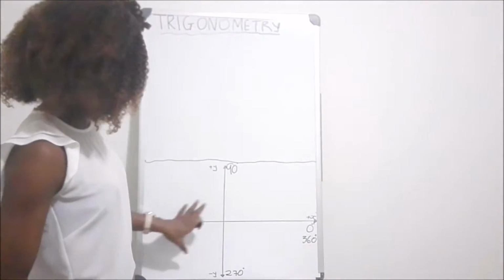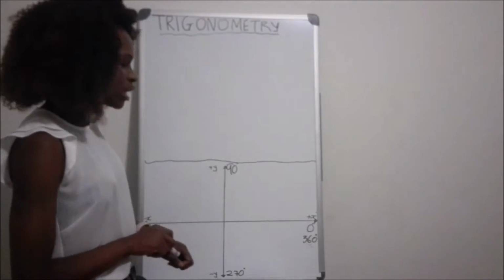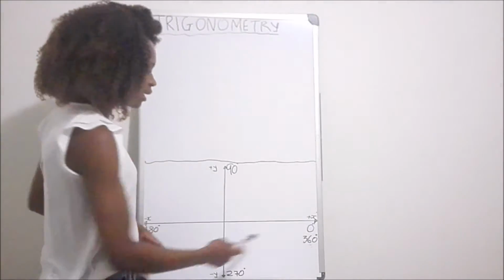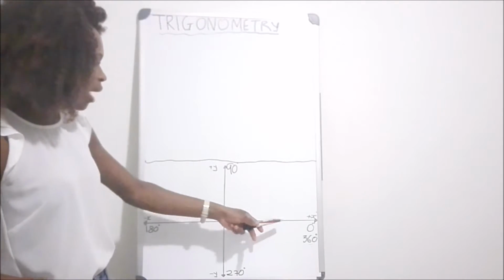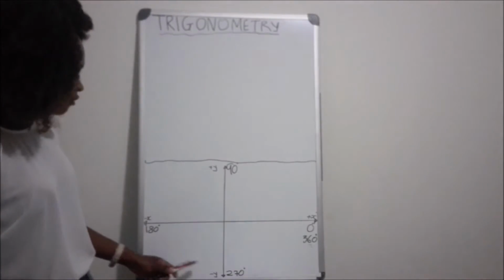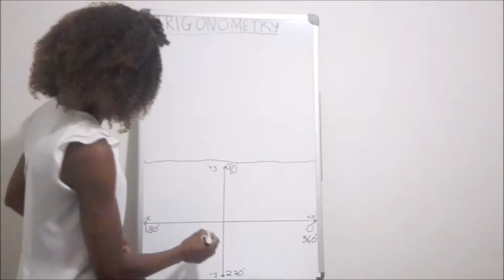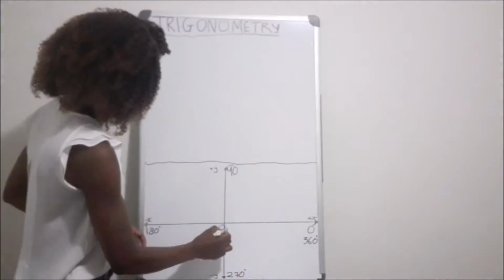This is the Cartesian plane that I've already drawn, which starts from 0 degrees up until 360 degrees on the very same axis. This is positive x and this is positive y, negative x and negative y. This is our origin, which is (0, 0).